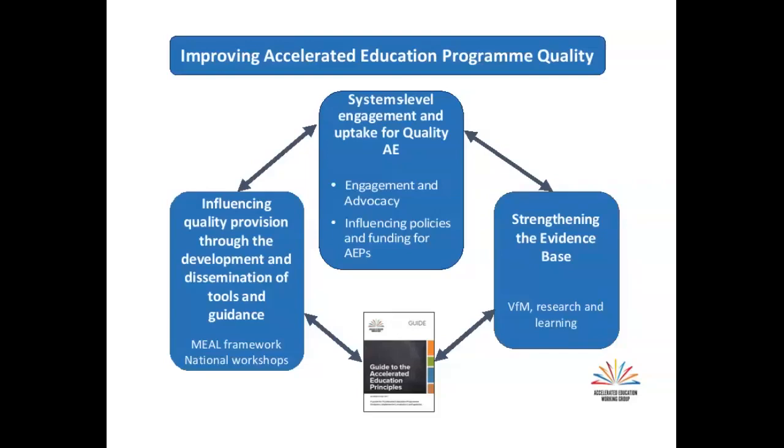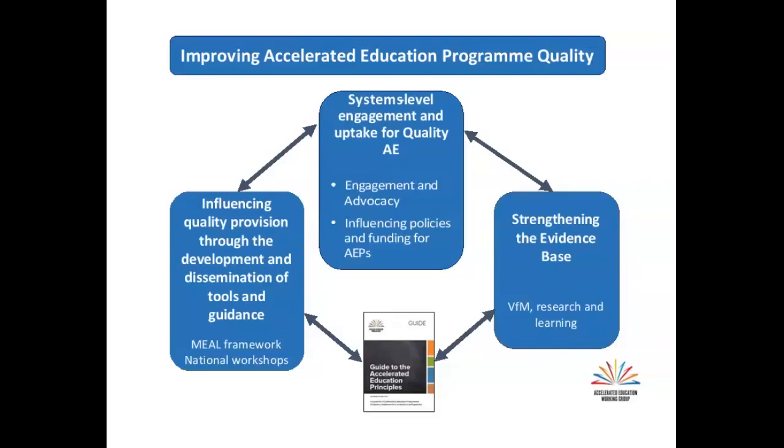And if you look at the blue box on the right, one of the other areas we work in is strengthening the evidence base for accelerated education, and this is connected directly with research projects such as we're going to present now, and also we have a whole learning agenda with themes that we'd like to collect evidence on. And then really these two areas overall contribute to this systems level engagement and uptake for quality AE, and these three areas contribute to improving overall quality of accelerated education programs.